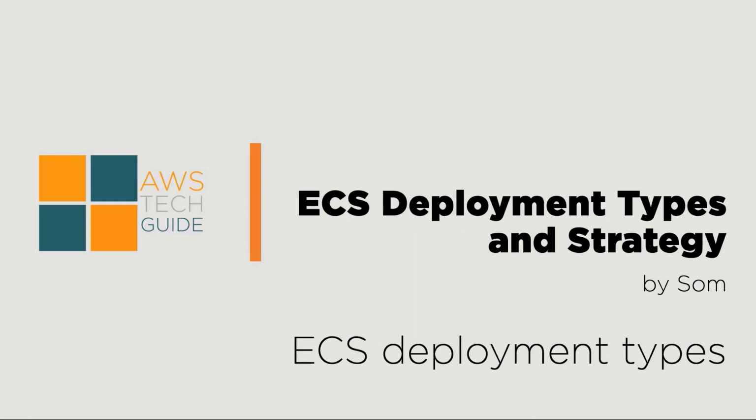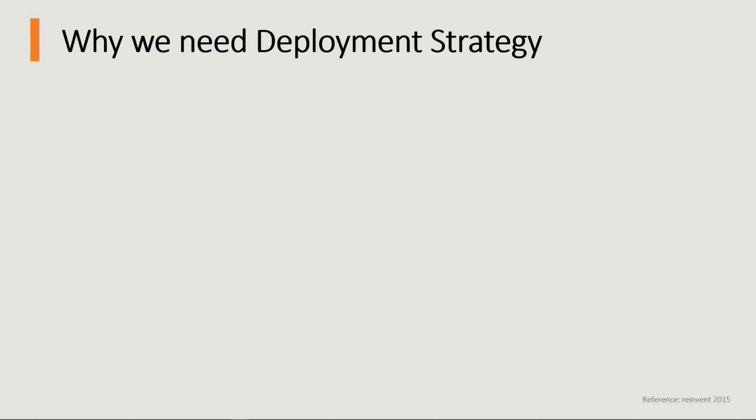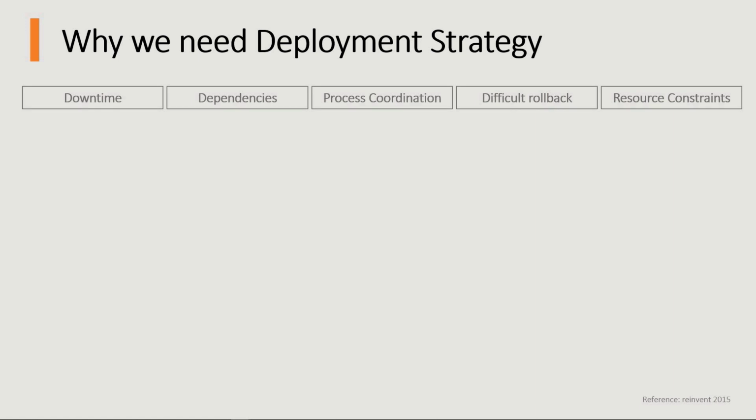In this section, we are going to talk about ECS deployment types and strategy. Let's proceed. The first question that comes to our mind is why we need a deployment strategy. The reason is when we deploy, there is a risk of downtime, dependency issues, process coordination, difficulty to roll back, and resource constraints. For all these things, we need a strategy to overcome them and make our deployment smooth and hassle-free.